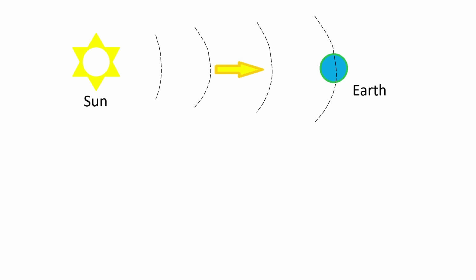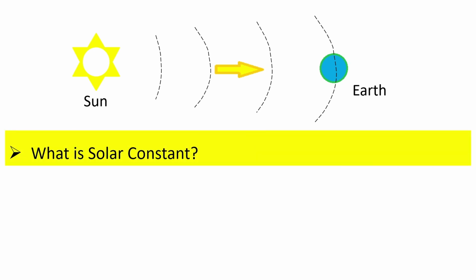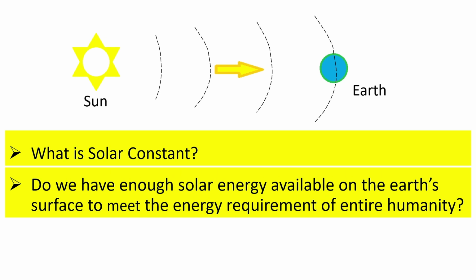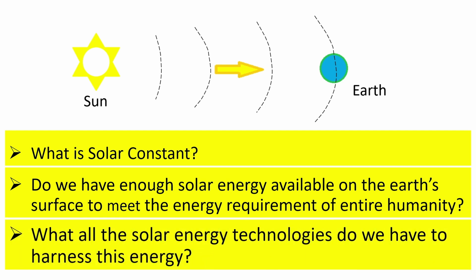In this video, I will address three questions. First, what is solar constant? Second, do we have enough solar energy available on the Earth's surface to meet the energy requirement of entire humanity? And the third one, what all the energy technologies do we have to harness this energy?